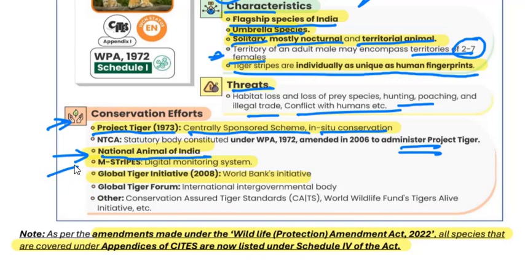Next is M-Stripes. I hope you know about M-Stripes. This is the digital monitoring system. Okay. There is also a question asked about M-Stripes in UPSC. Next is the Global Tiger Initiative. This is actually the World Bank's initiative. Global Tiger Forum is there, an international intergovernmental body, and other efforts for conservation are Conservation Assured Tiger Standards, World Wildlife Fund Tigers Alive Initiative, etc.